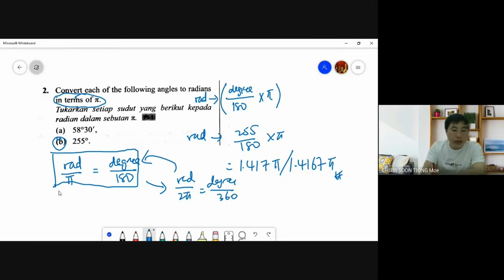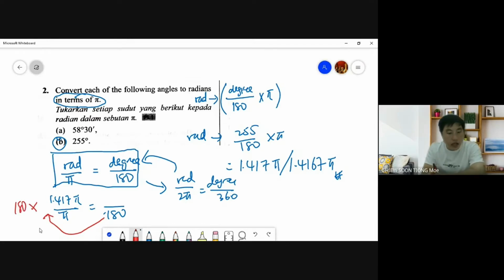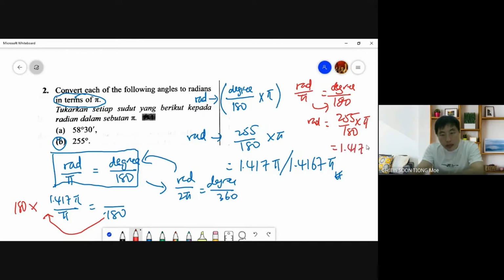For example, just now, for radian I got 1.417 pi divided by pi. If you want to find degree, then you move this 180 to here and it becomes times 180. At the same time, I use red color to write this one: radian divided by pi, degree over 180. Same thing. Degree we know already is 255. Radian we don't know. Pi we move to the other side, times pi. Then you get the answer 1.417.